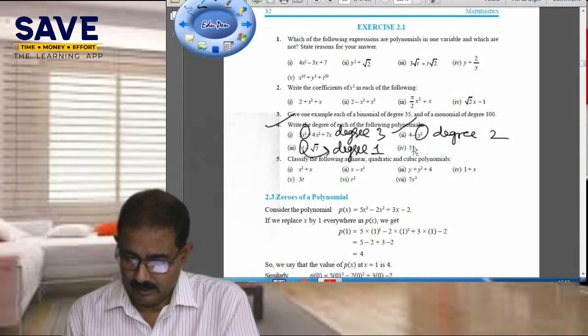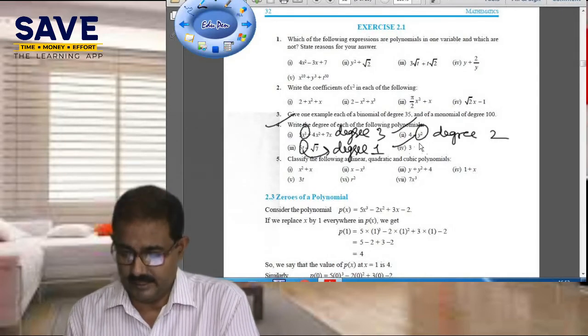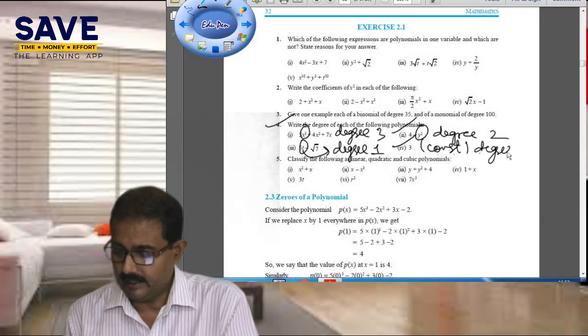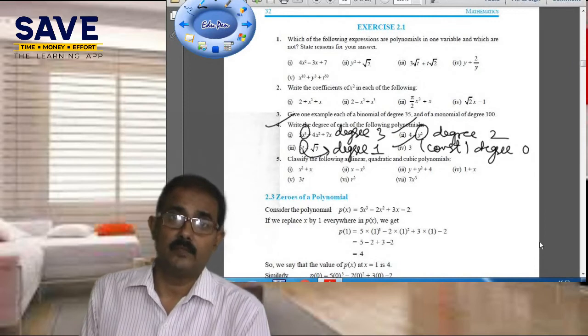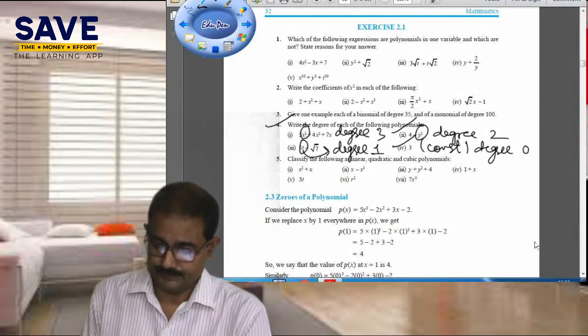इसमें फोर्थ पार्ट में 3 which is constant है और कांस्टेंट का मैंने बताया था डिग्री कितना होता है? डिग्री is 0. The degree of the constant is 0.